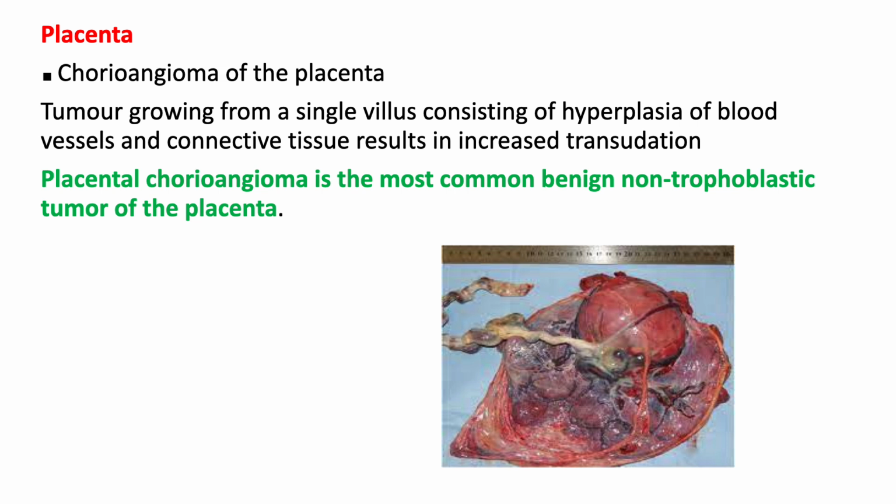The second cause is placenta. The placenta, because of chorioangioma of the placenta, that is, a tumor growing from a single villus consisting of hyperplasia of blood vessels and connective tissues, results in increased transudation. Placental chorioangioma is the most common benign non-trophoblastic tumor of the placenta. And if you want to speak about hyperplasia, hyperplasia is an increased cell production in a normal tissue or organ.